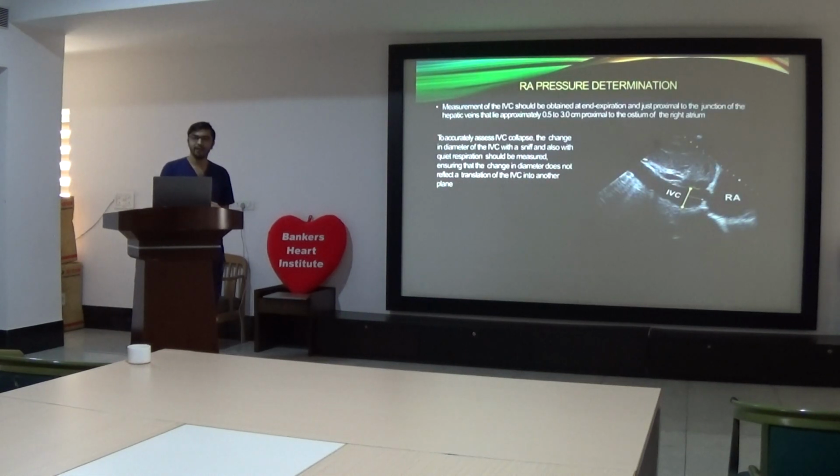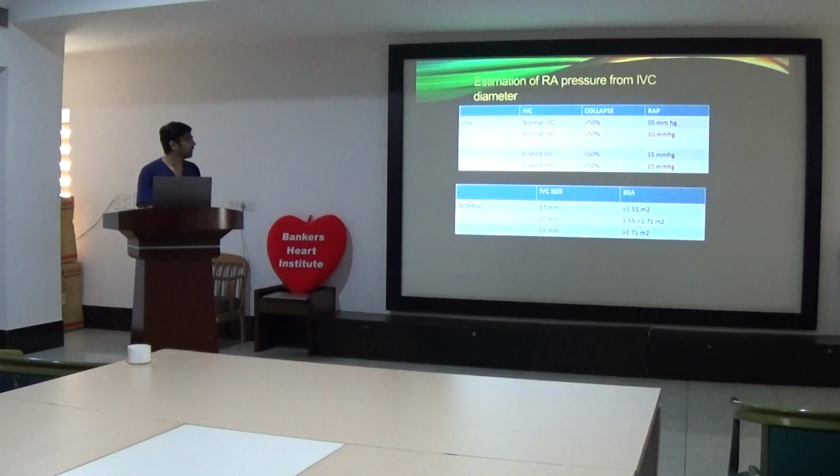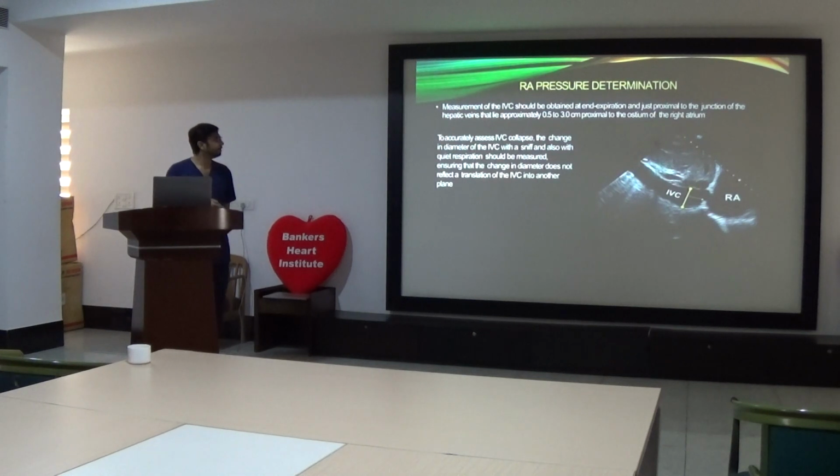So we have to measure the IVC at end expiration, at the hepatic outflow level, 3 centimeter from the inlet. This distance should be 3 centimeter. Then it will reflect the intra-abdominal pressure related IVC diameter changes. If you want to see thoracic pressure, then you need to measure a little closer to your RA opening.